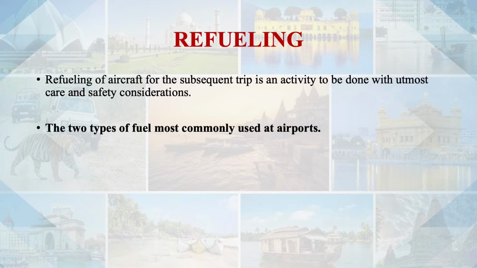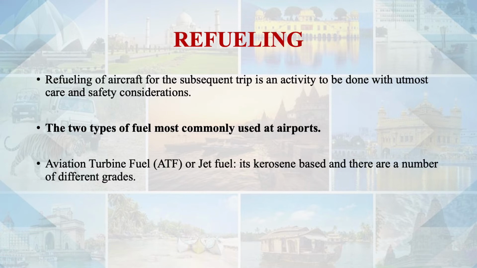Aviation gasoline, avgas, is also used. It is intended for use in reciprocating piston engine aircraft. As with jet fuel, different grades are available for this as well. Nowadays, biogas and other kinds of alternative sources are also used as fuel for the aircraft.